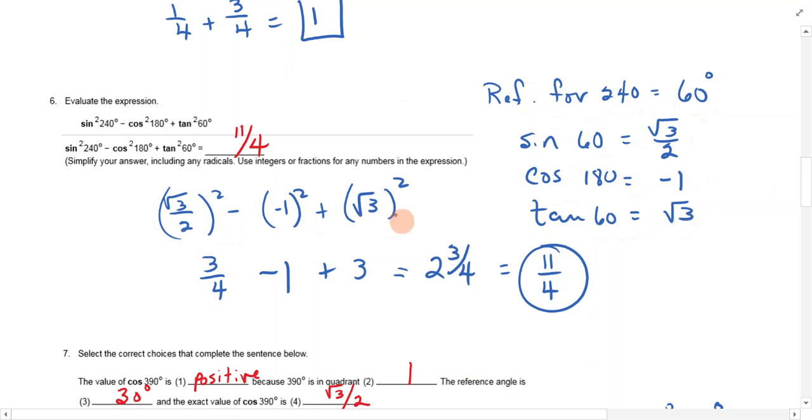So we can put those in, and so we're squaring everything. This was a negative. It'll end up being positive inside there. So we got 3/4 minus 1 plus 3. That's equal to 2 3/4. Change it to a fraction. So improper fraction would be 11/4. All right, let's look at number 7.